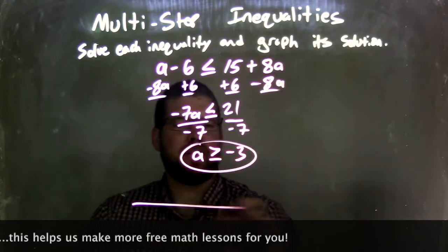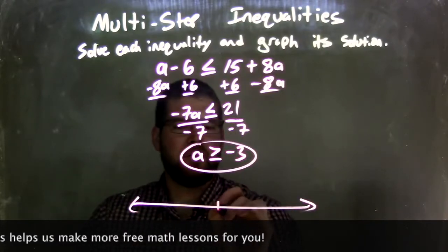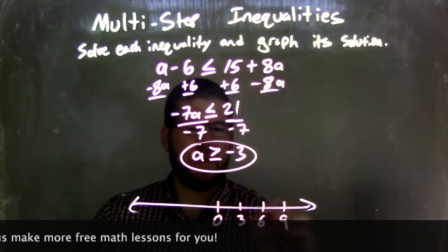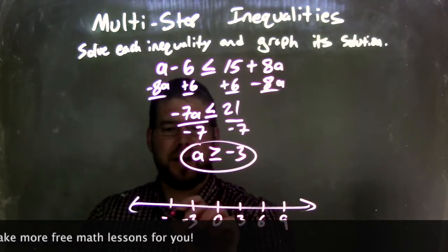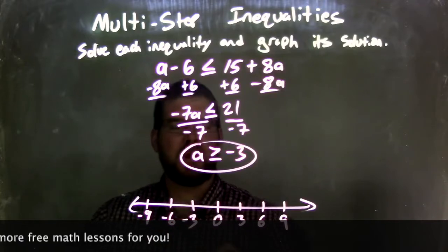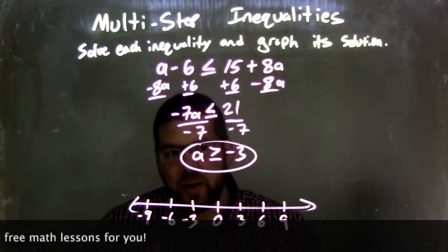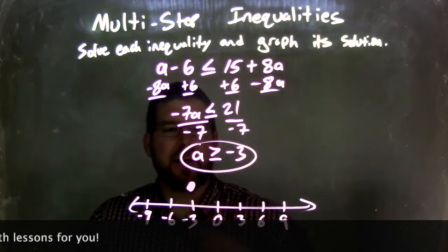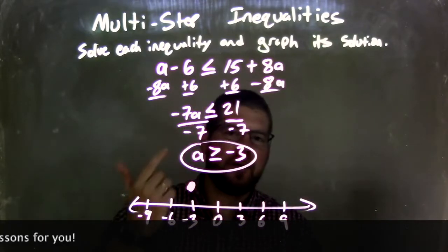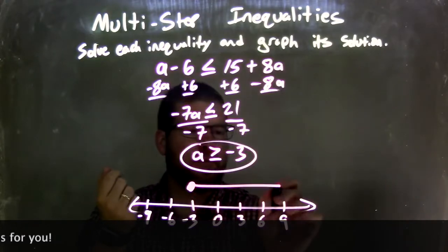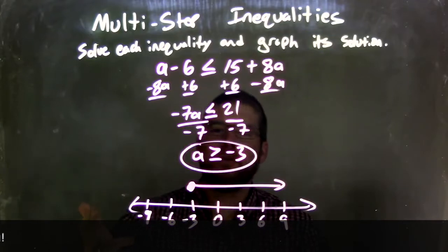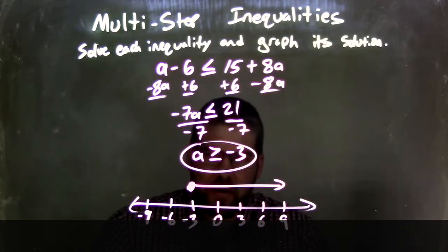So now I want to graph it. Well, let's go by 3's. 3, 6, 9, negative 3, negative 6, negative 9. Well, if a is greater than or equal to negative 3, the key thing first is equal to means a closed circle at negative 3. Now, since a is also greater than negative 3, I'm going to put my arrow to the right, showing that a is greater than negative 3. And that's it. We have our graph that matches our inequality, which is a is greater than or equal to negative 3.